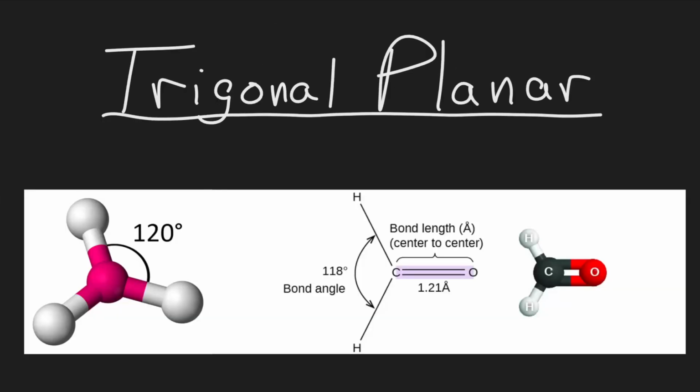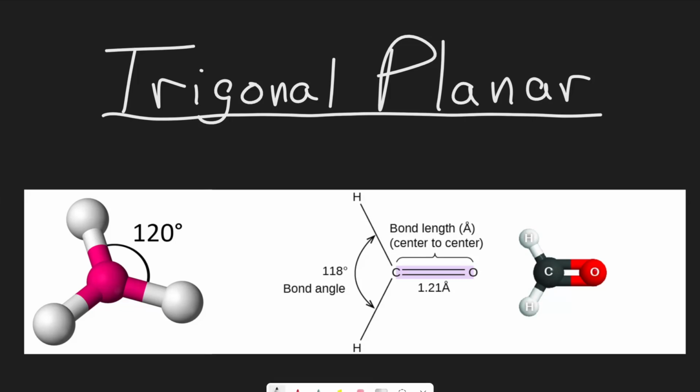The next molecular geometry I'd like to go over also does not have any lone pairs around the central atom. In this case, the example that we used is formaldehyde. You've probably heard of formaldehyde before. It's a very common preservative that we use. The bond angle in a trigonal planar molecule with three single bonds would be 120 degrees.